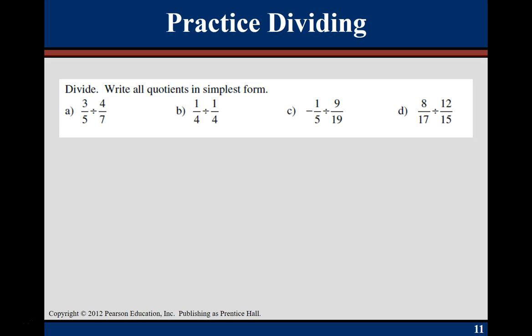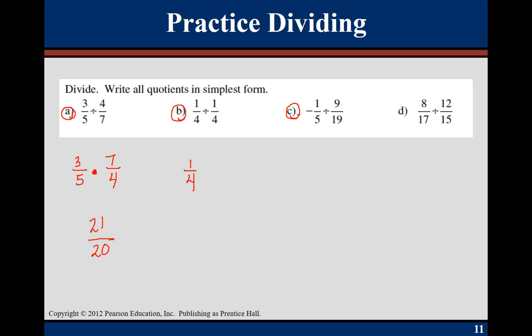Try letters A, B, and C to see if you can divide these fractions and write it in simplest form. Let's see what you got. 3/5 stays the same. Division turns to multiplication. Flip the second fraction, and I'll have 21 over 20. They don't have any common factors, so I can just leave it as 21 over 20.